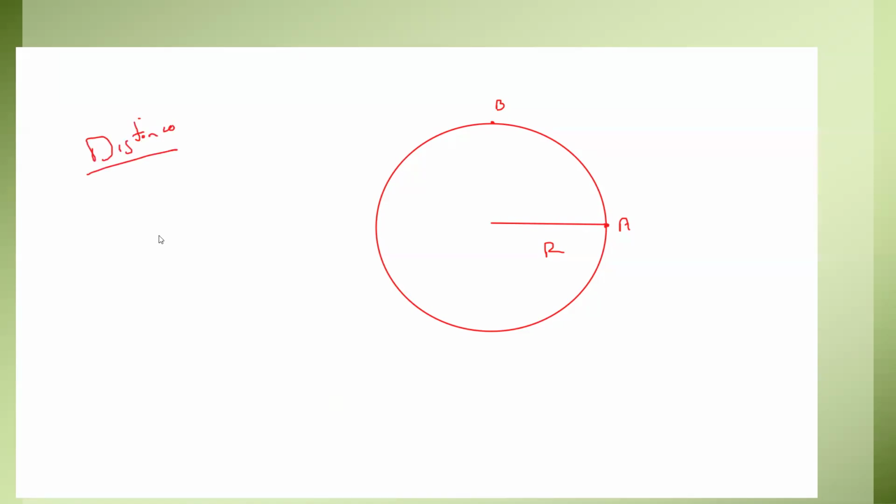Yeah, a quarter of the circumference. So circumference 2 pi r divided by 4, so it will be pi r by 2. That will be the distance. But what about the displacement?